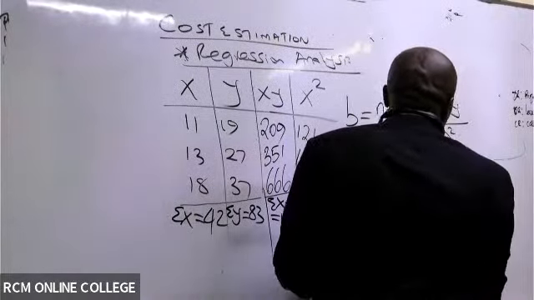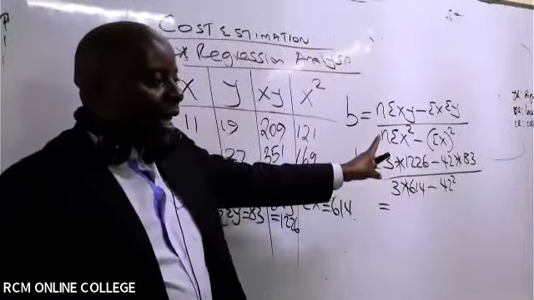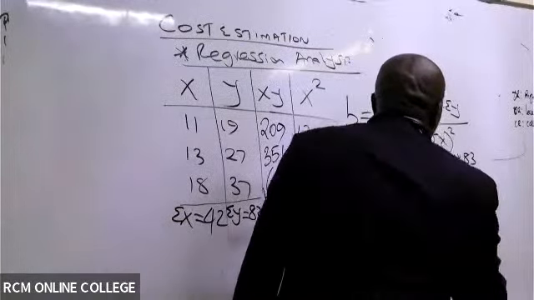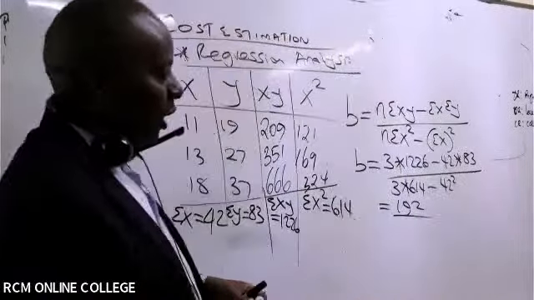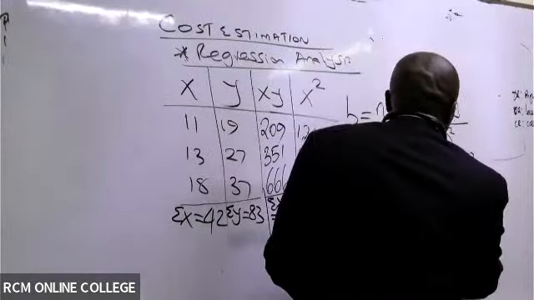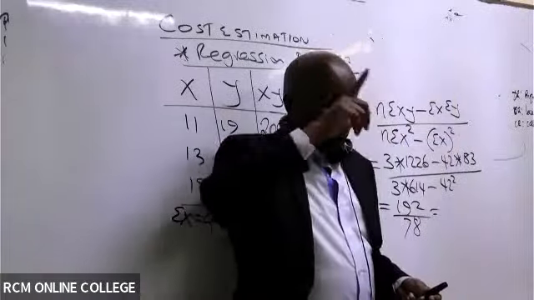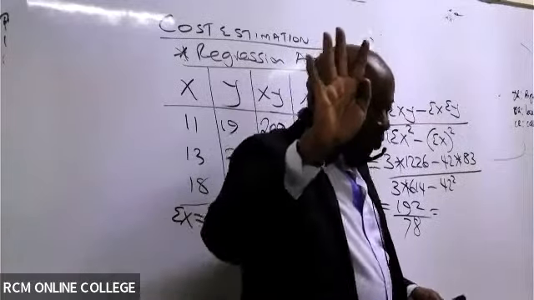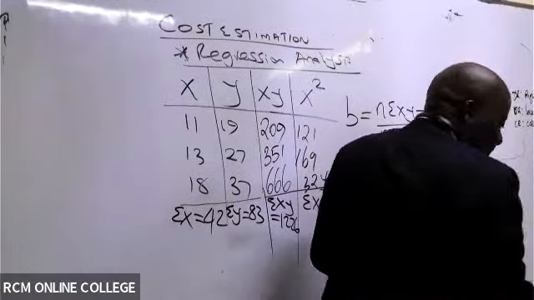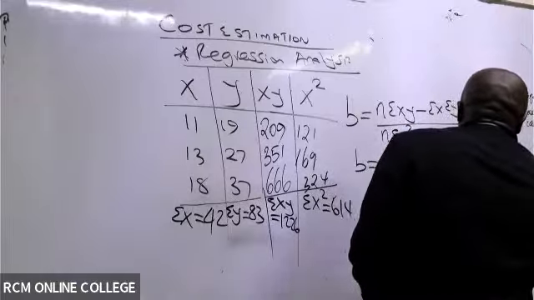Could you kindly give me the numerator answer alone? 192, all over the denominator, 3 times 614 minus 42 squared. And then you can easily give me the quotient to how many decimal places? Always 4. 2.4615.